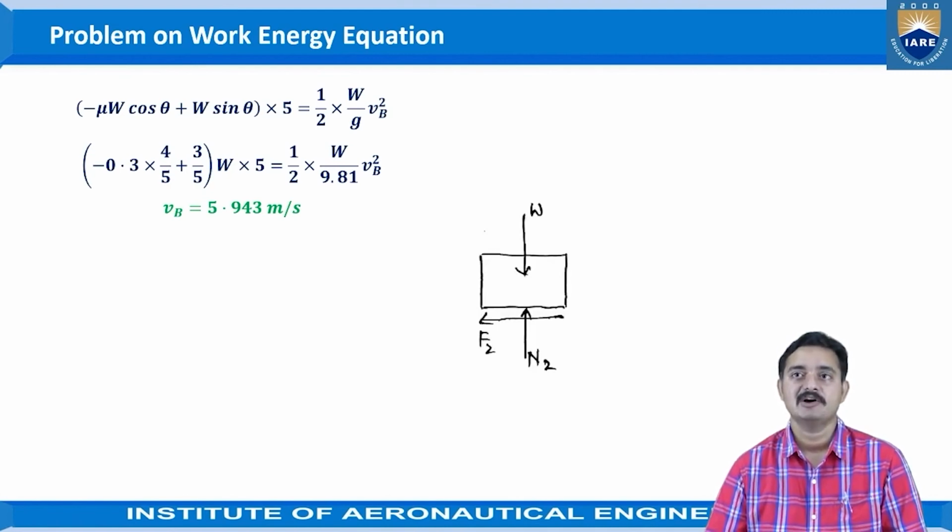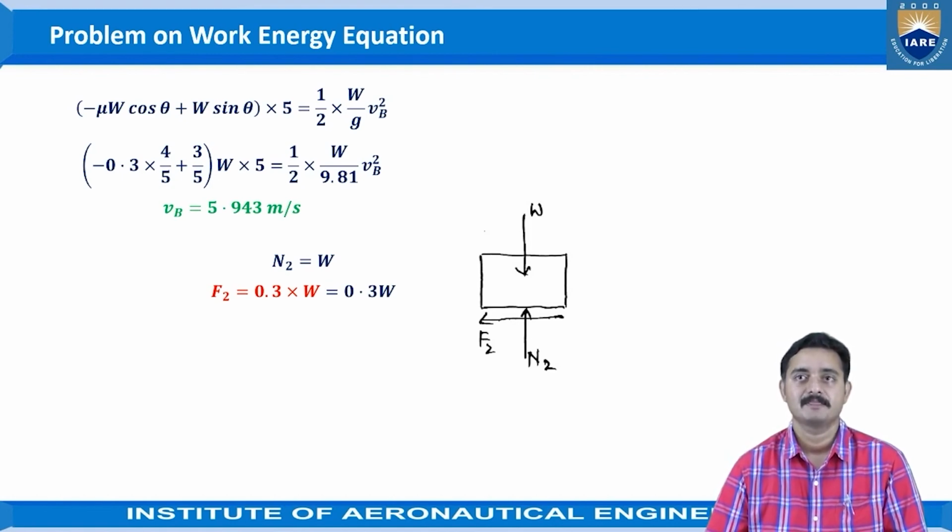Now consider the horizontal plane and the object's movement in the horizontal plane. If we take N2 is equal to W, the value of F2 would be 0.3 into W, that is equal to 0.3 W.